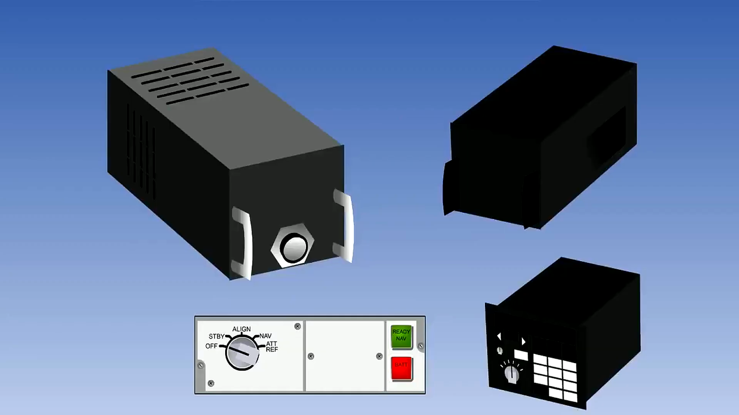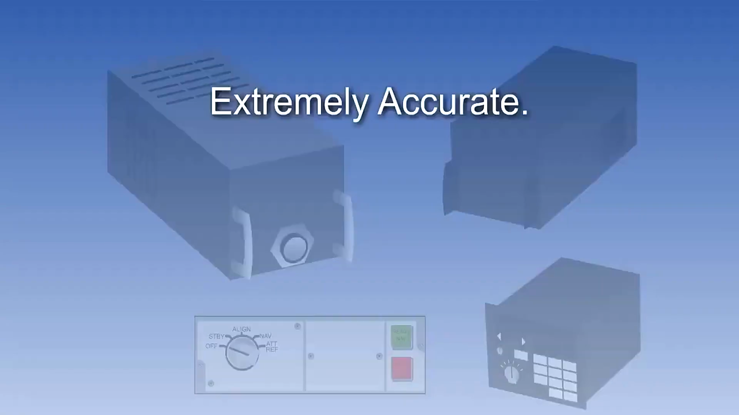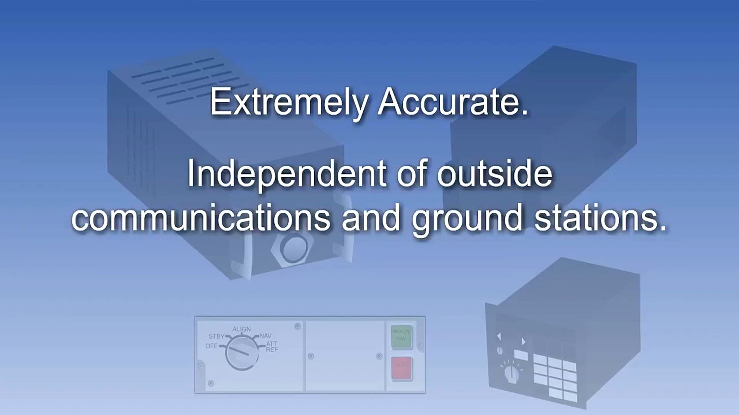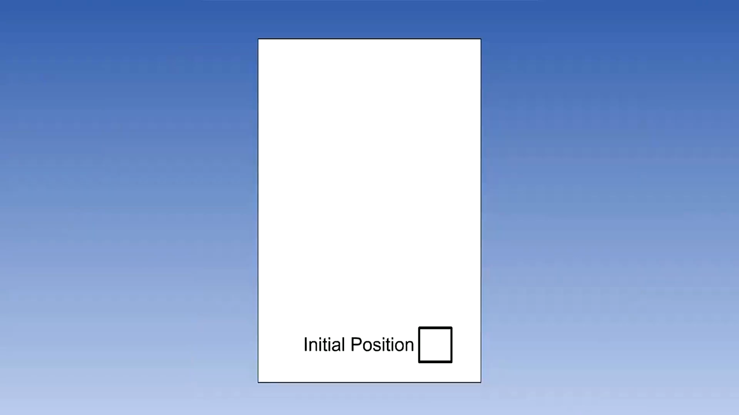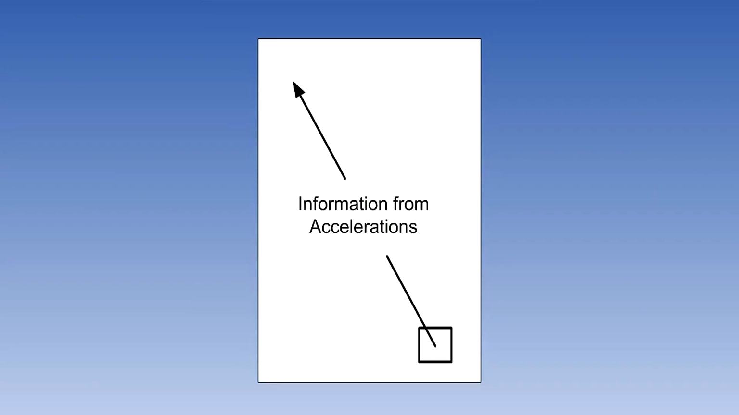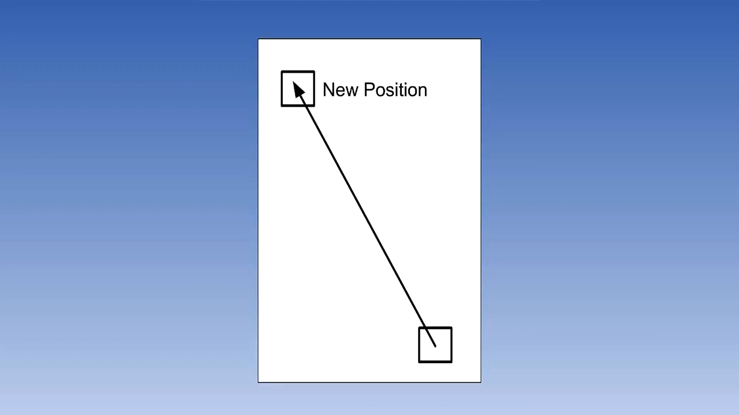the early INS. INS is a complex and expensive form of navigational aid. It is extremely accurate. It is independent of outside communications and ground stations. Consequently, it can operate worldwide. INS uses a sophisticated form of dead reckoning. It starts from a known position. It then measures and processes the accelerations of the aircraft. These accelerations give accurate data on speed and change of direction to determine a new position.